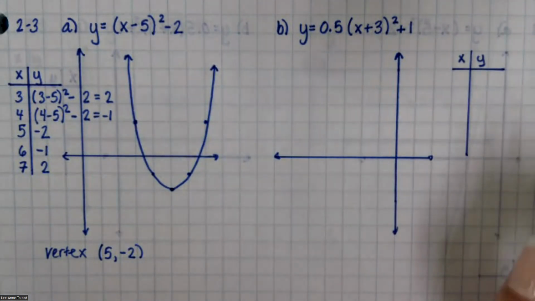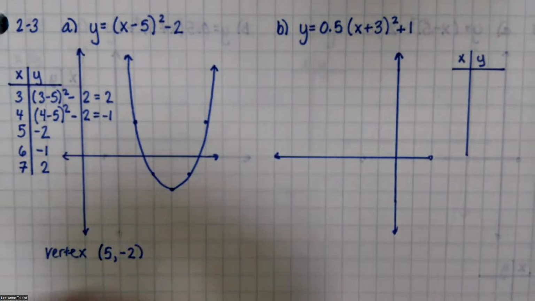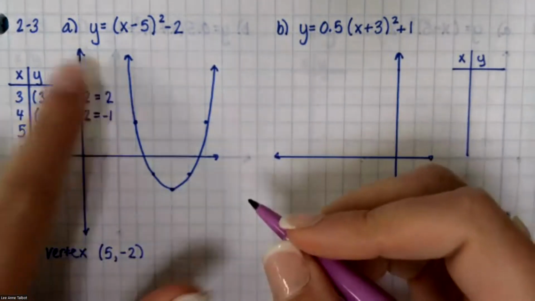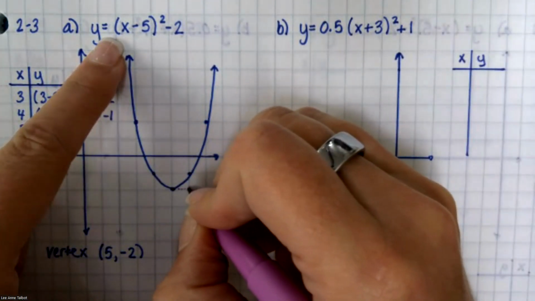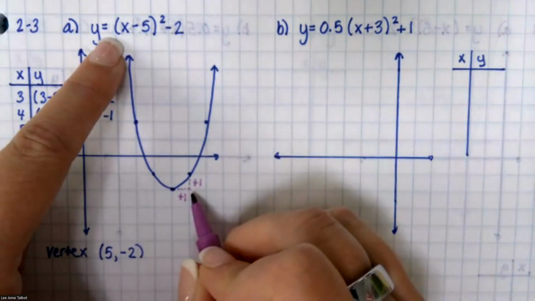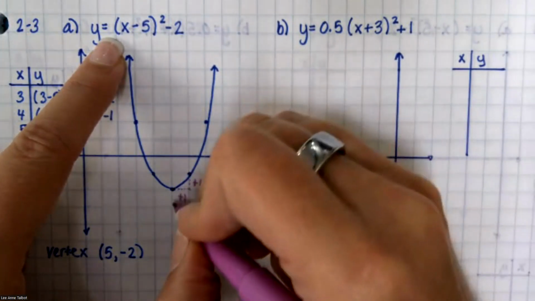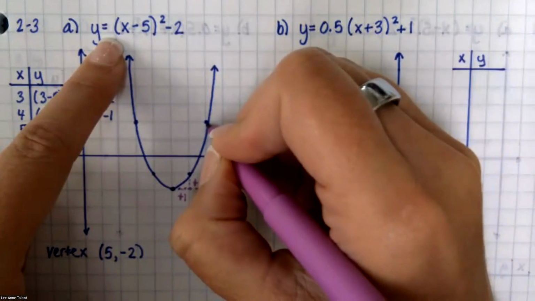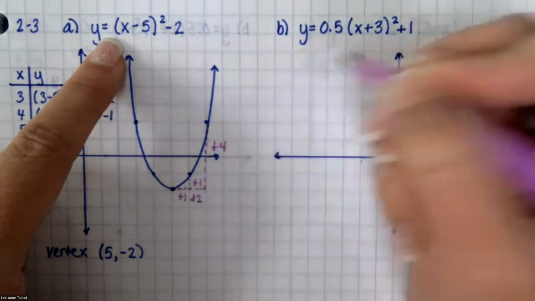Okay. Now, real quick, I have a lot of advanced people in this class. I want to address anybody who's looking for efficiency. If your A is 1, you can cheat and go over 1, up 1, and over 2, up 4.